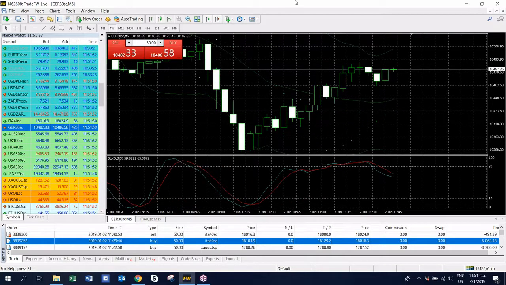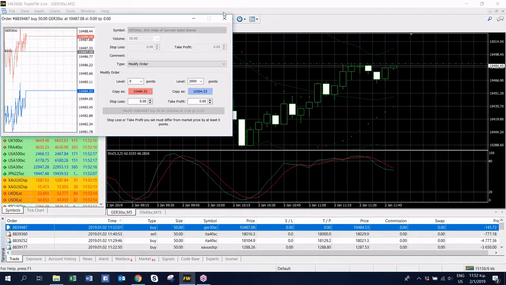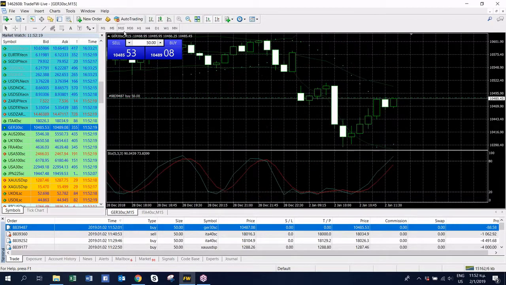Guys, I will go long. I'm going long on DAX. Here we go. I just opened a long position on DAX, guys, and my take profit on DAX will be, let's see here, very close to the middle Bollinger Band, which is also the previous high. So let's go for it.